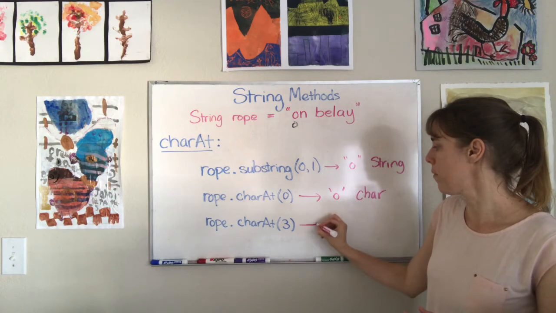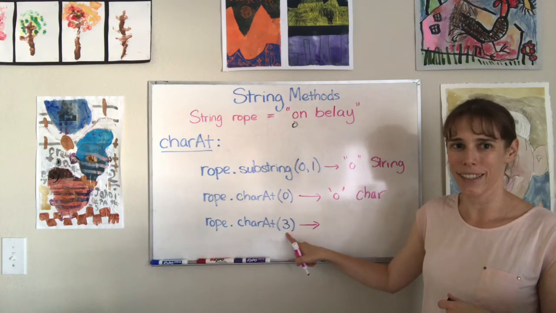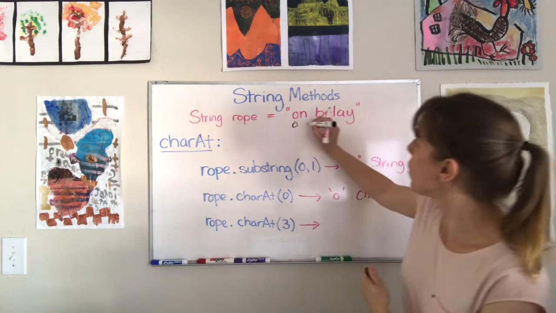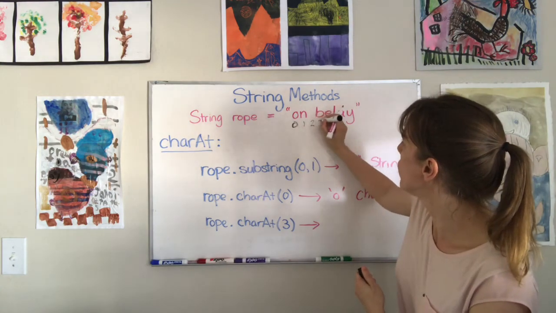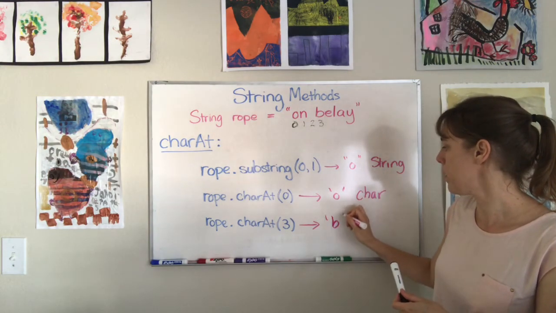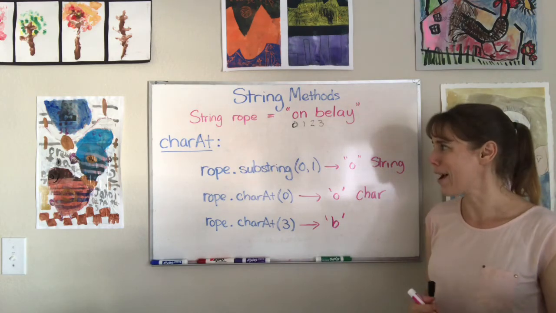All right. 3, what do you think it returns? Take a second, decide. 0, 1, 2, 3. I'm hoping you said B. There you go, B. It's going to return the char B. All right, that's char at.